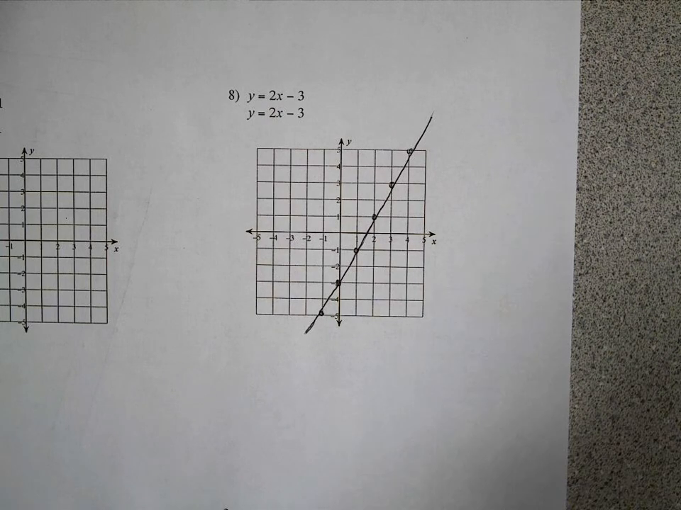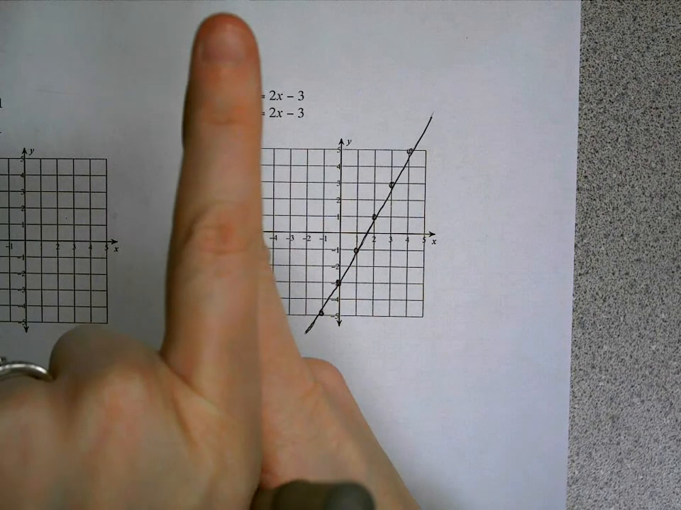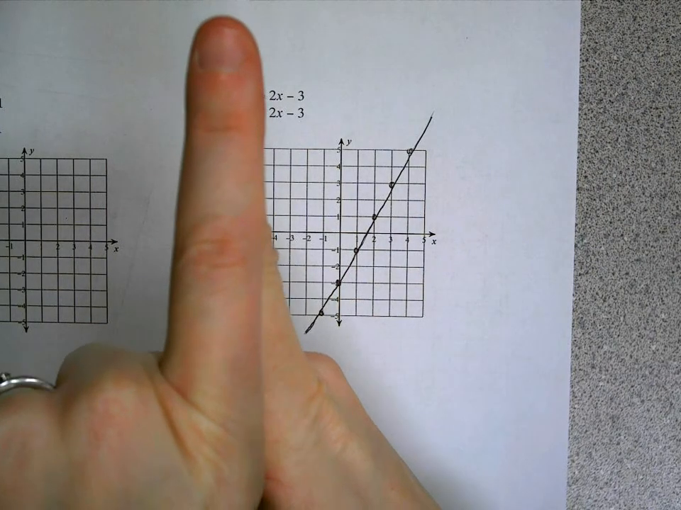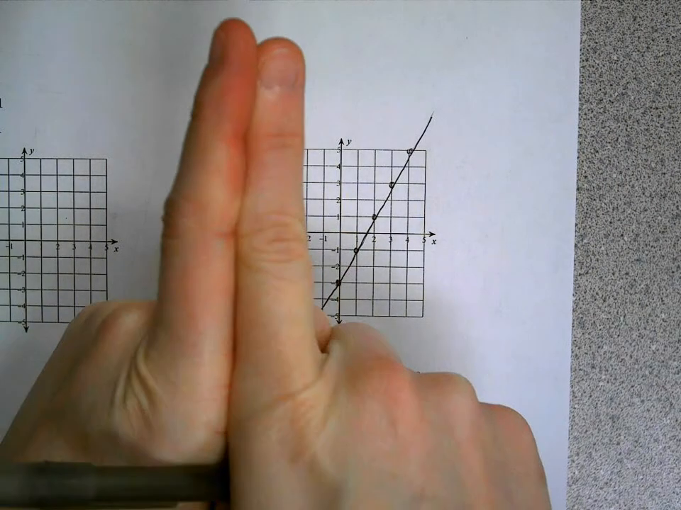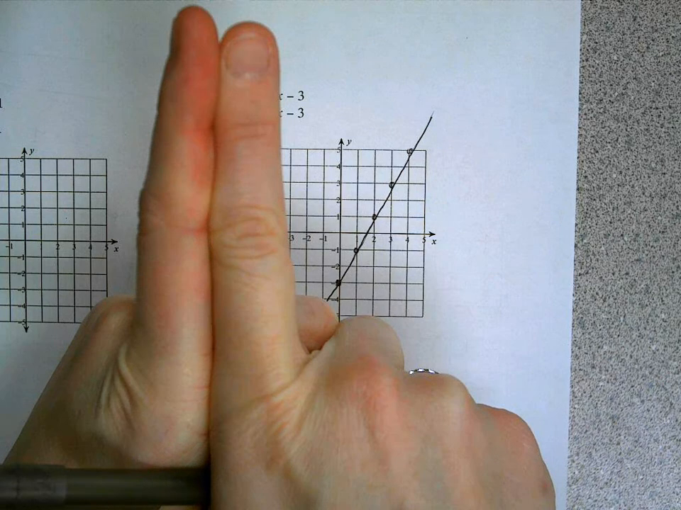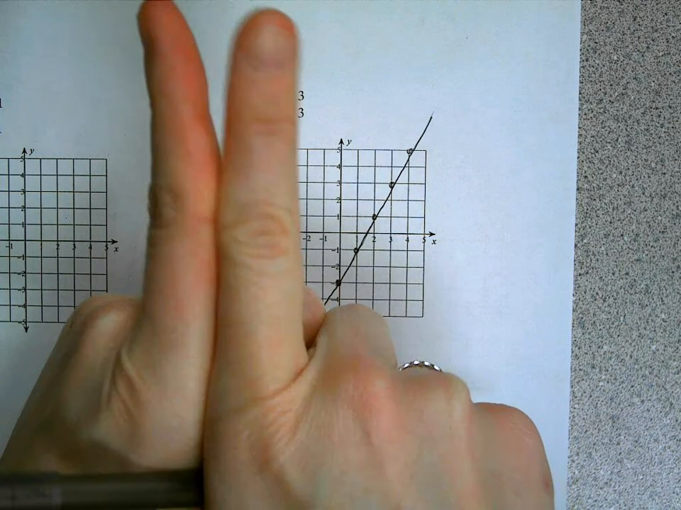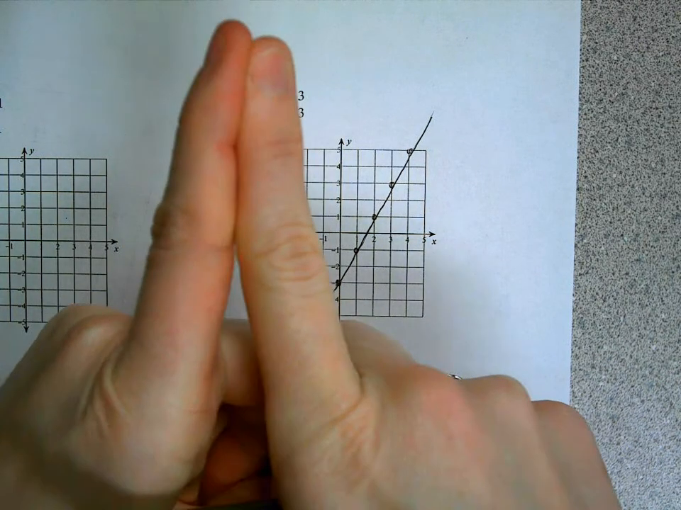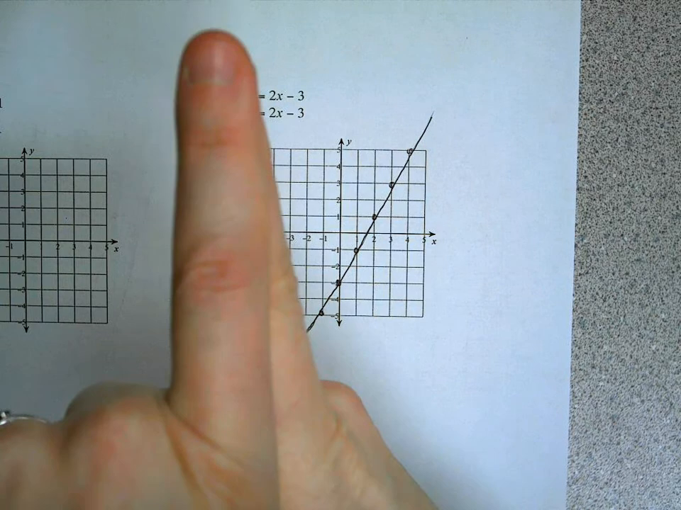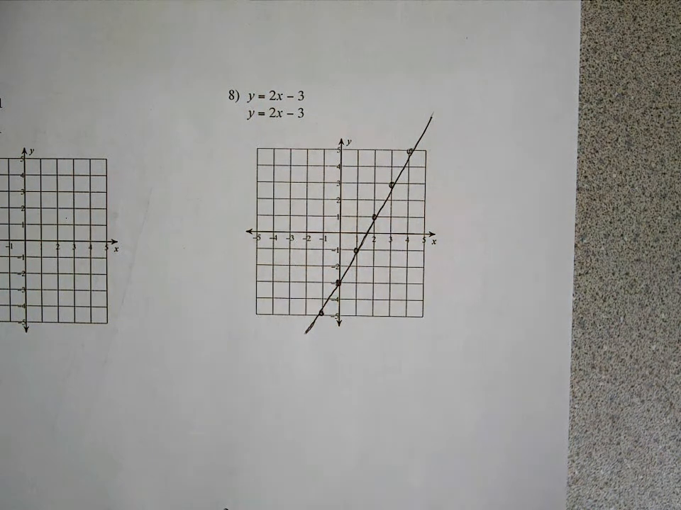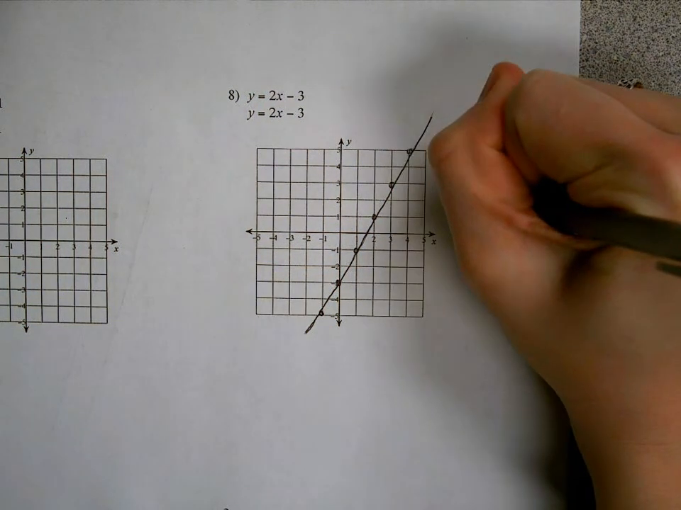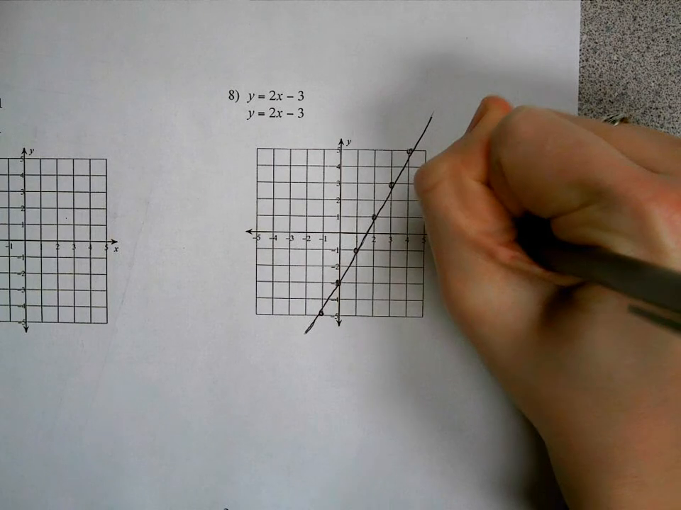And if you have two things that are right on top of each other, if I put my fingers right on top of each other, they're touching at every point. So if you see where my fingers are touching, they're touching here and here and here. They're touching at every point because they're right on top of each other. So this answer is infinite solutions.